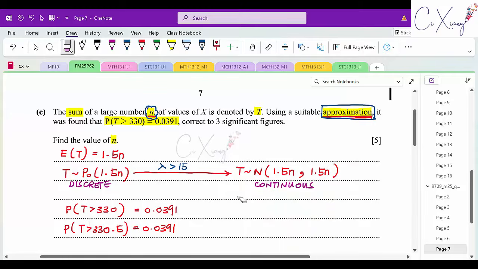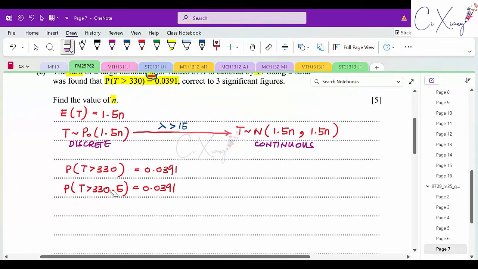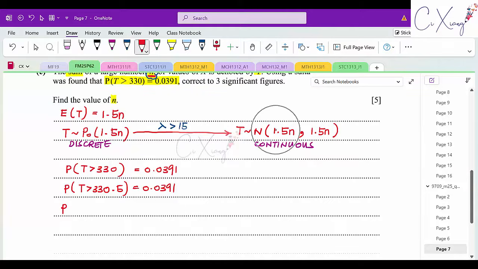After you complete the continuity correction, let's continue further. Since I already know that T is now normally distributed, to find the probability you have to change it to Z. How do we change it to Z? We call it standardization. Standardization means you have to minus the mean, then divide by the standard deviation. The standard deviation here should be the square root of 1.5n. And we know that when Z is greater than this value, the probability is 0.0391.